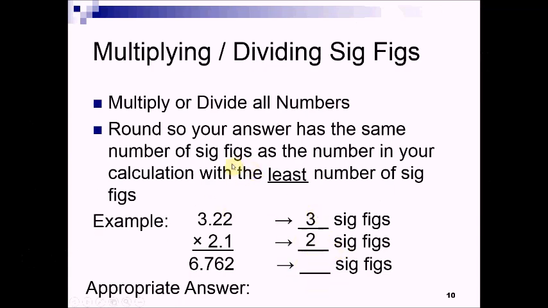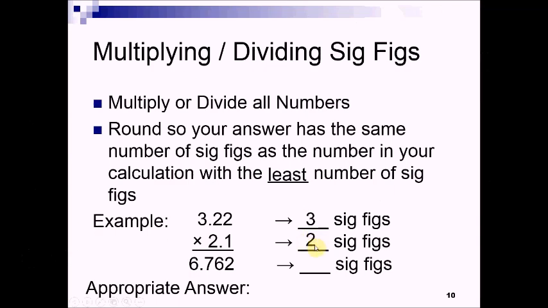And again, here's your rule. You've got to round your answer so it has the same number of sig figs as the number in your calculation with the least number of sig figs. So what is less, 3 or 2? 2. So my answer has to have 2 sig figs.